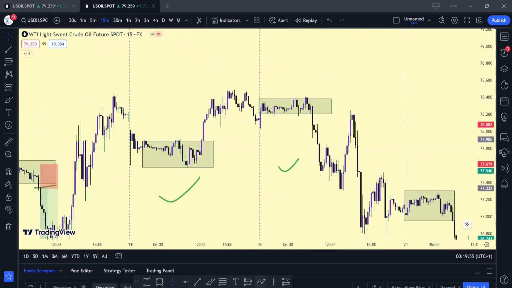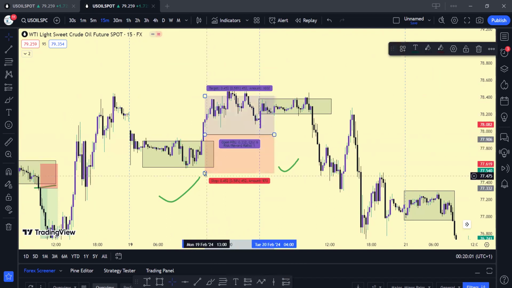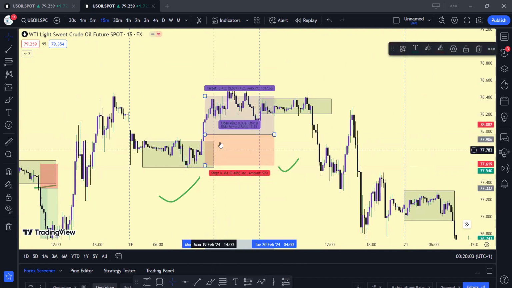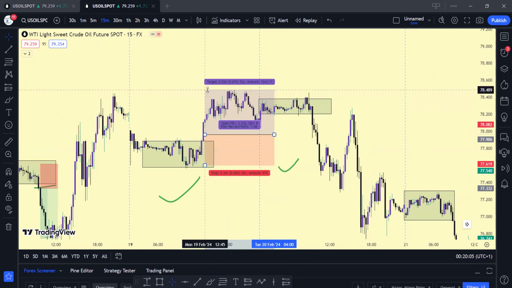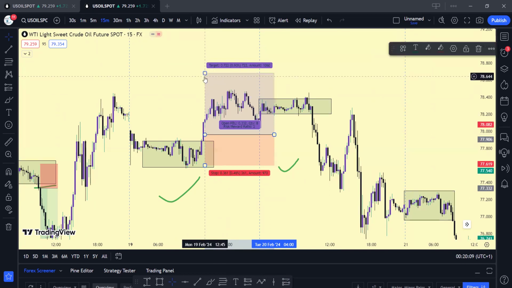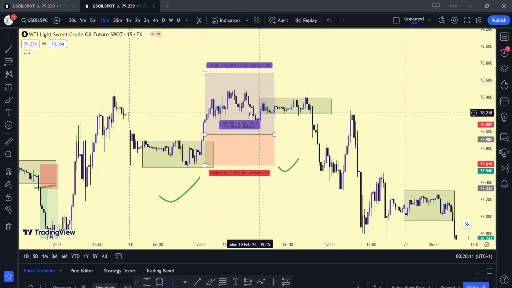So we're trading the breakout again, right? Stop loss will be here. Now, this one did not get to 2R. This is 2R, this is 2% right here. So how would you have managed this trade?